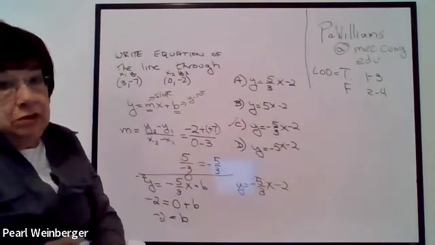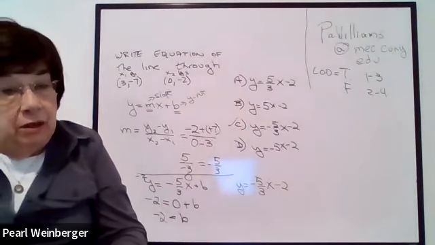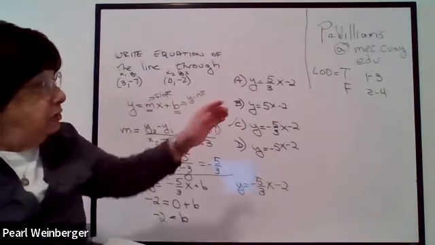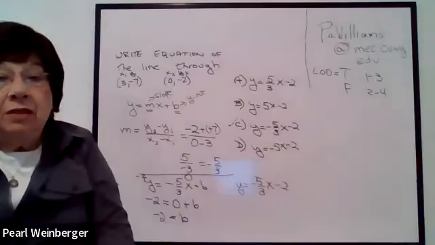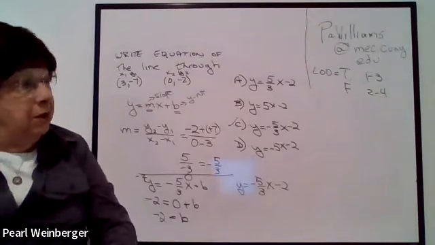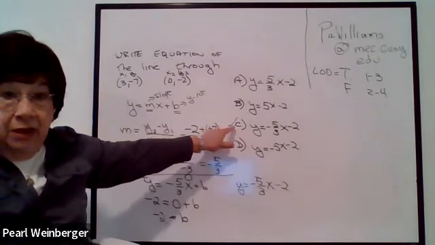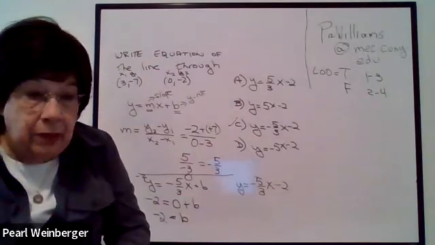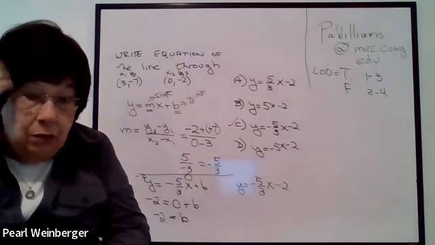Sometimes when they give you the choices, they only give you one right answer with the slope. Then you don't have to go any further. But if they would have given me 2 answers with the same slope, I would have had to find out the b for sure, because I'm not sure which one is the right answer. But in this case, I really didn't have to go any further than finding the slope, because this was the only one that had the right slope. Does anybody have any more questions before I go on?